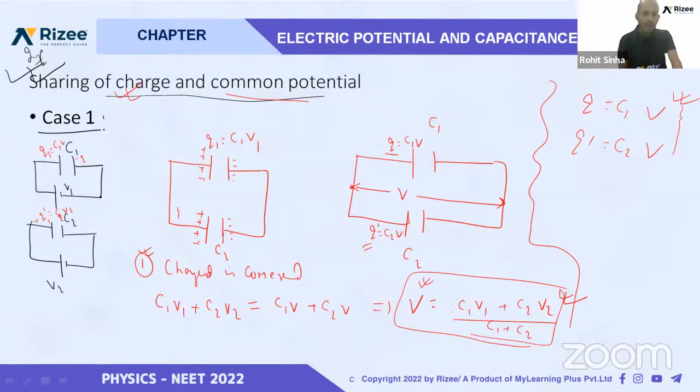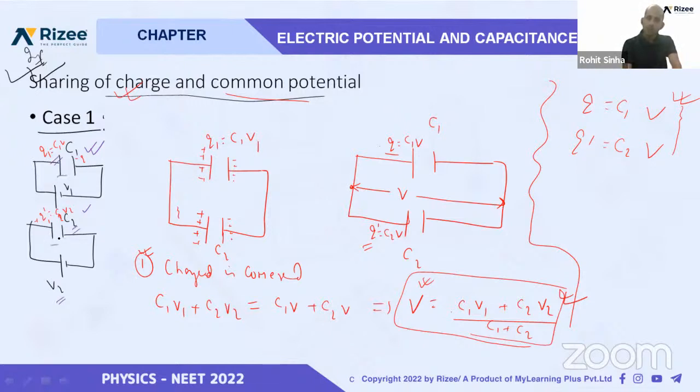if we have one capacitor C1 connected with V1, it will get some charge Q1 equal to C1V1. And if we connect C2 with a battery of potential V2, it will get a charge of Q1 dash equal to C2 into V2. This is the charge they are having.